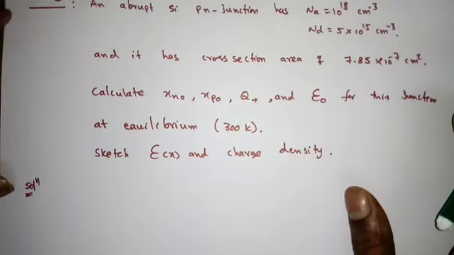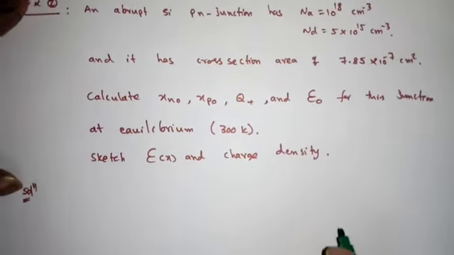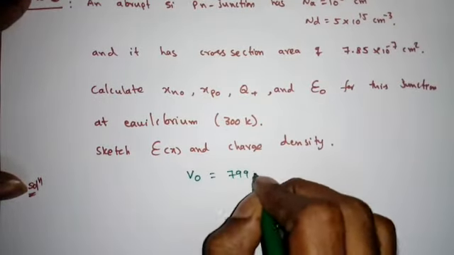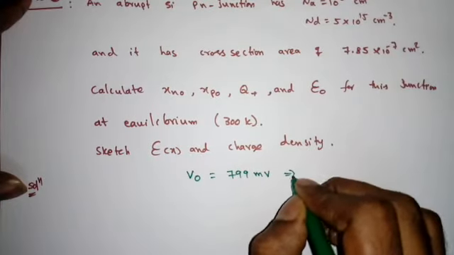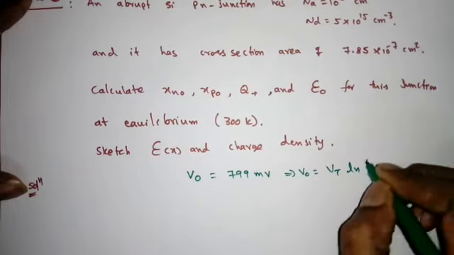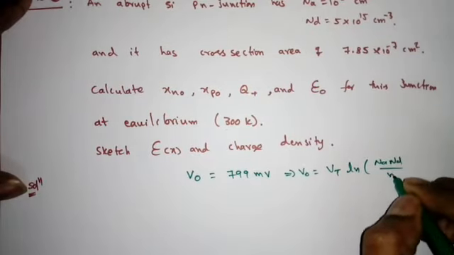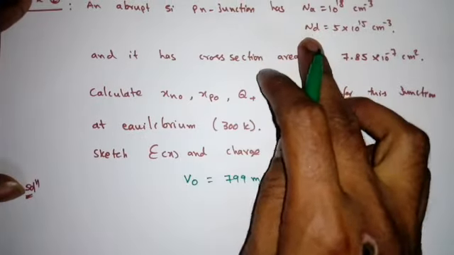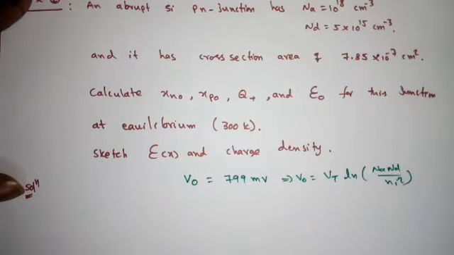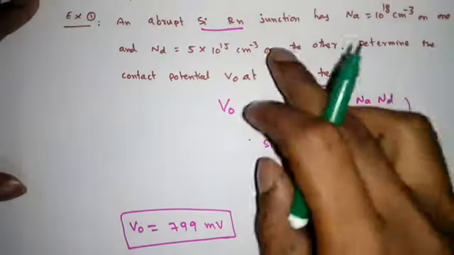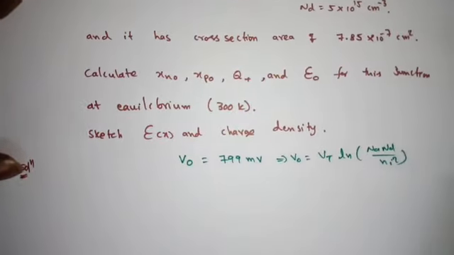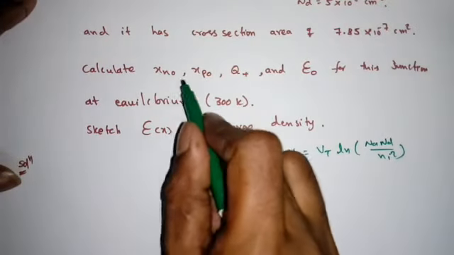So Na and Nd are the same as what we have seen in the previous question. So we can take directly V0 is equal to 799 millivolts, because V0 is equal to Vt ln of Na Nd by Ni square. So all are the same because it is a silicon junction and Na and Nd are the same as the previous question, right? So same Na and Nd, so we got 799 millivolts, right? So once we know V0, first we have to find Xn0, Xp0.